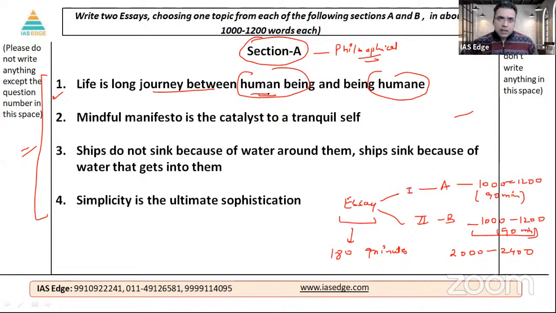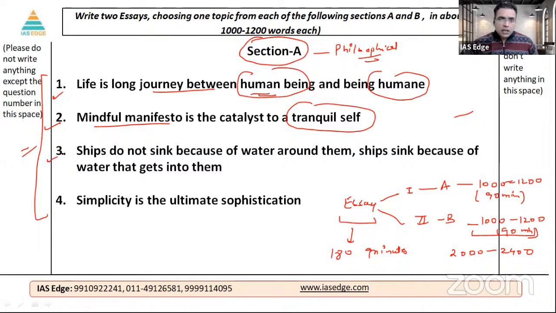A very wonderful topic, very apt in the current context when society is getting materialistic. Similarly, the second topic is the Mindful Manifesto is the catalyst of the tranquil self. Mindful Manifesto एक किताब भी है. There's a book also on Mindful Manifesto. It is written by Dr. John T. And maybe from that it has been taken.